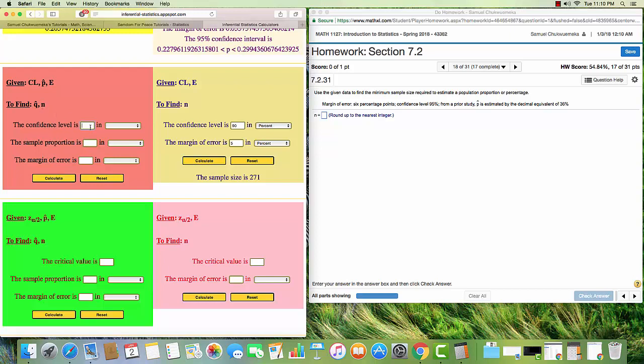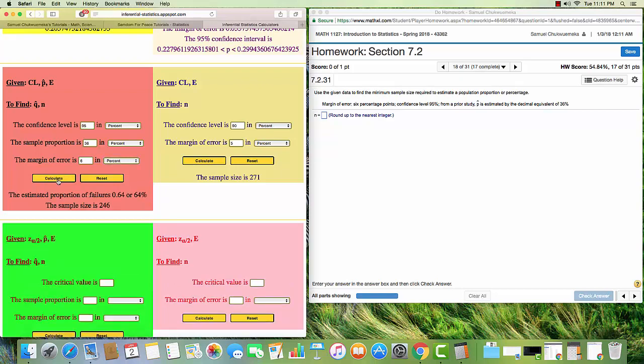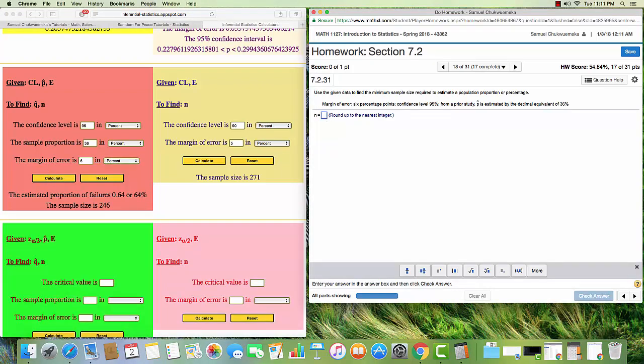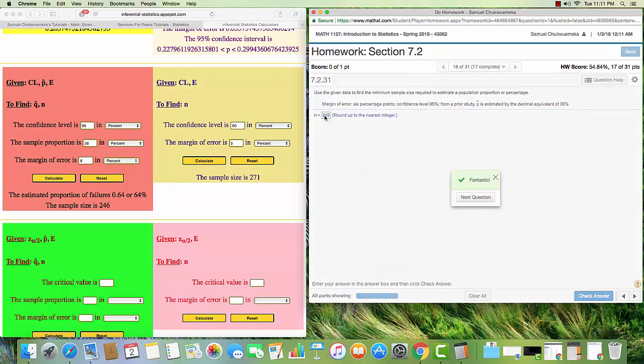So confidence level is 95. Select percent. Sample proportion is 36%. Select percent. Margin of error is 6 percentage points. So 6%. Calculate. So sample size is 246.